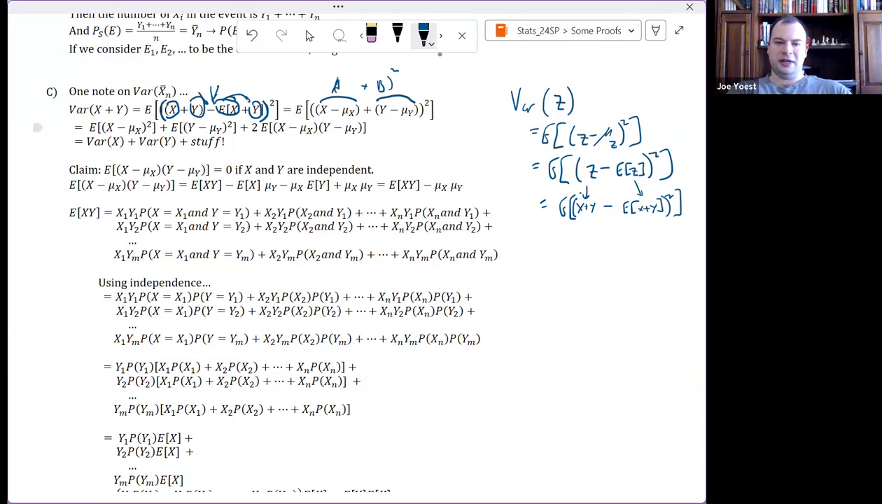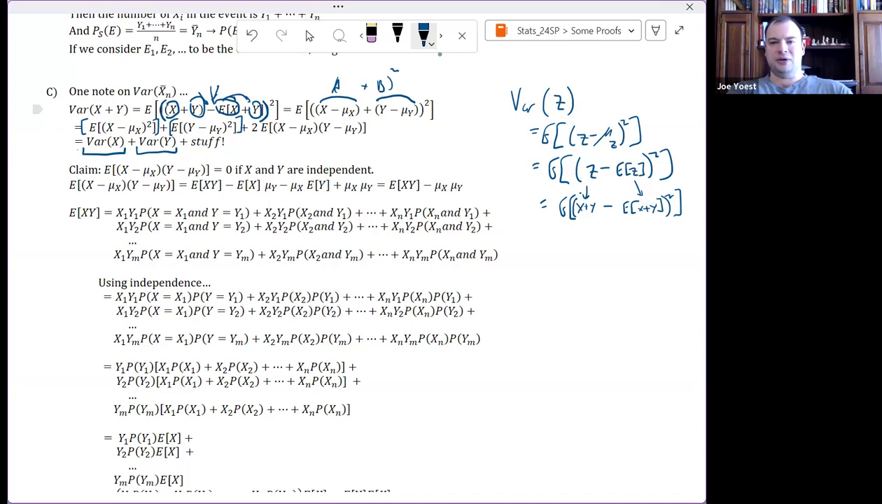So that's the expected value of the first stuff squared, x minus mu x all squared, plus the expected value of the second stuff squared, y minus mu y all squared, plus some other stuff. So in particular, I get the expected value of x minus mu x all squared. That is just the variance of x. That's what this term is. This term is the variance of y. And then I get some vestigial stuff.